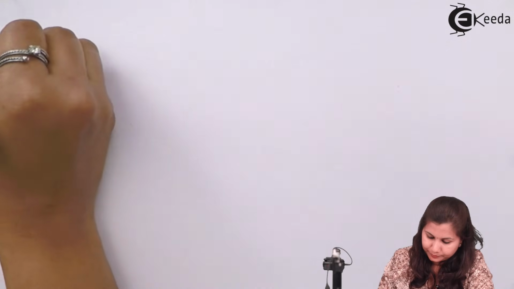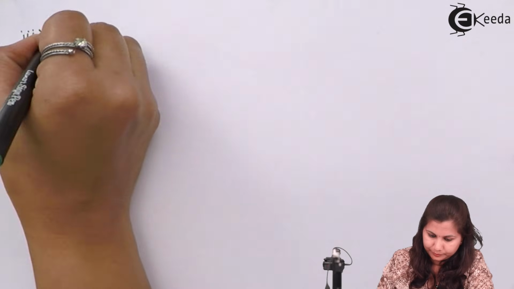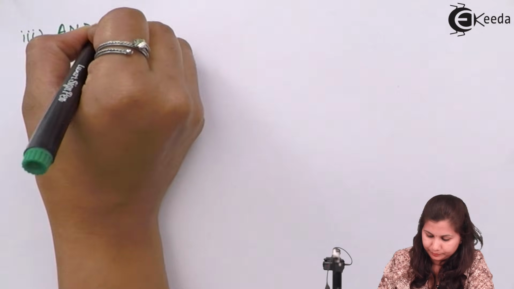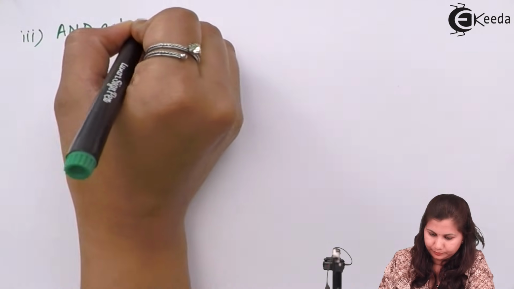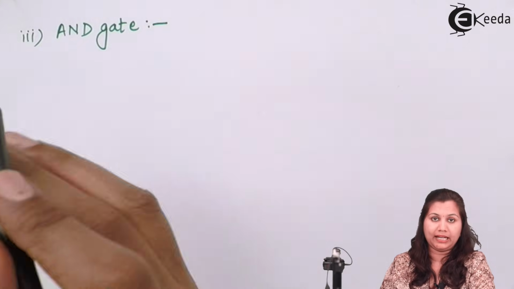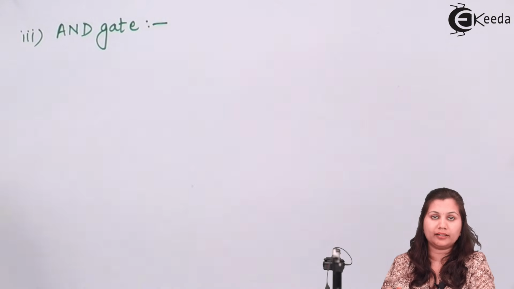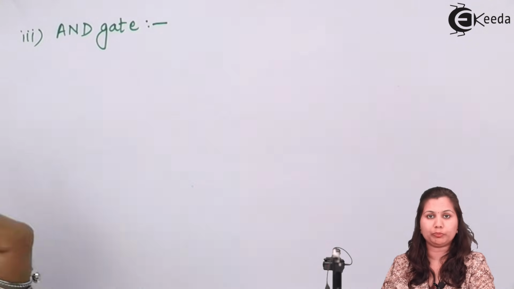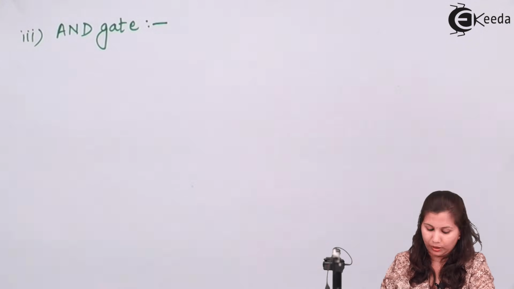Now the next component is the AND gate. The output of the AND gate will be high when both the inputs are high, meaning when both the inputs are at logic 1, then the output will also be at logic 1.